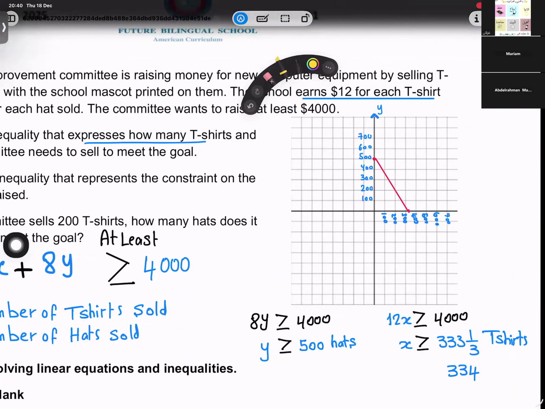You should shade above the line, because we can do more than that, so we can do above the line. Bravo. Excellent, okay. 200.